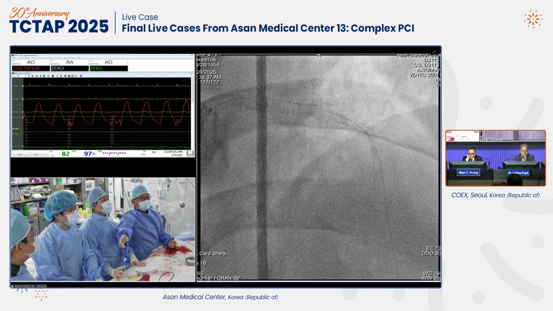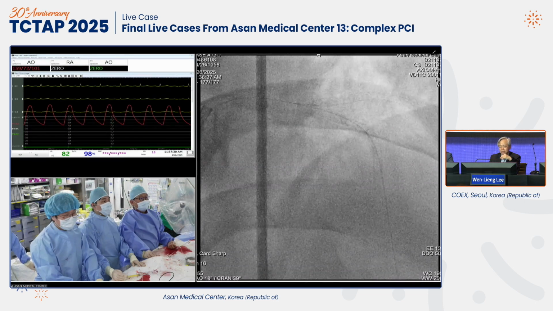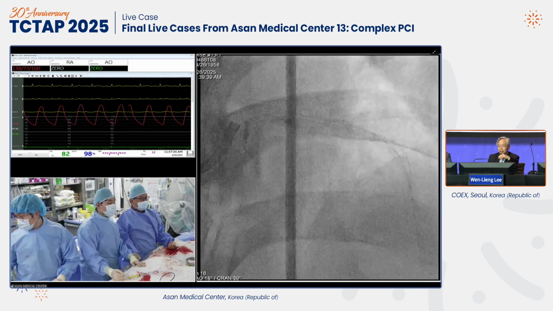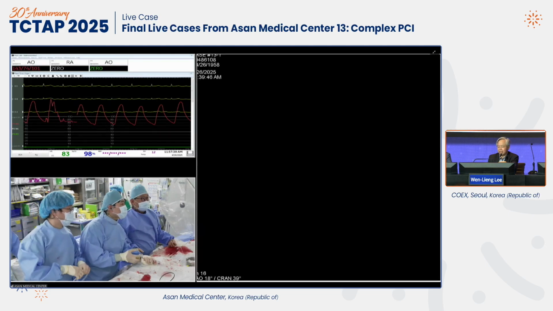Because this patient has a very thick eccentric calcification at the mid LAD, that's the reason in our CASAP I always do a rotation for more than a few runs, so that we can take out the thick calcium.